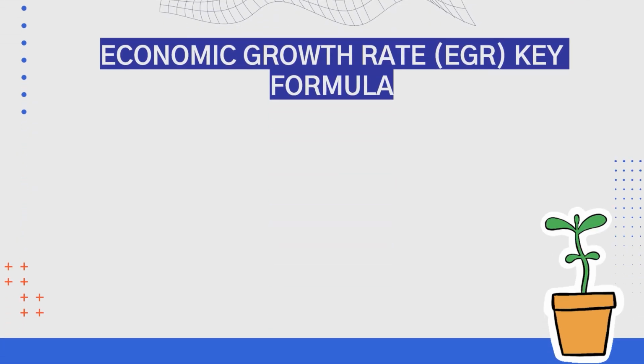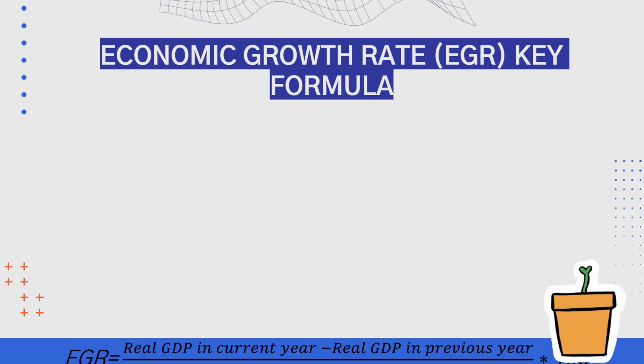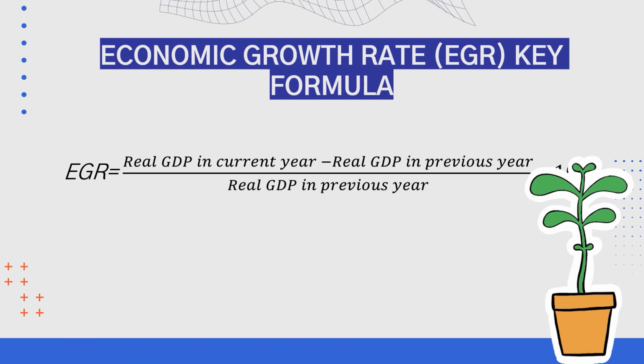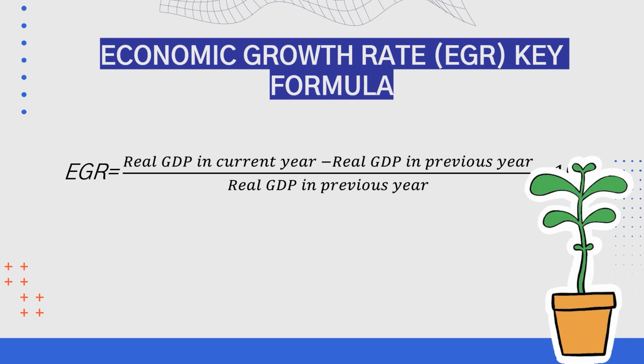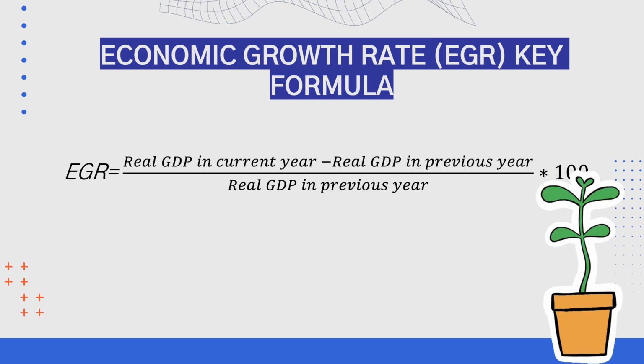Economic growth rate, or EGR, is typically calculated utilizing the following formula: real GDP in the current year minus real GDP in the previous year, and this value is divided by the real GDP in the previous year and multiplied by 100 in order to receive the percentage value. This formula helps us quantify how fast an economy is growing year over year.